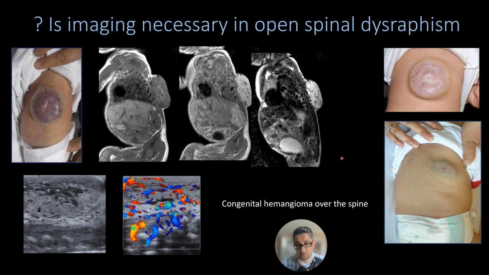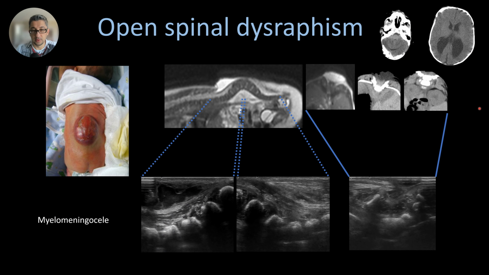Imaging can be done for open spinal dysraphism when there is a questionable diagnosis, such as in this case, who had a congenital hemangioma over the spine, but clinically thought to be suspicious for myelomeningocele. So we did ultrasound and MRI, and we made the diagnosis. And imaging can be helpful for detecting associated anomalies, such as hydrocephalus in this case, or kyphosis.